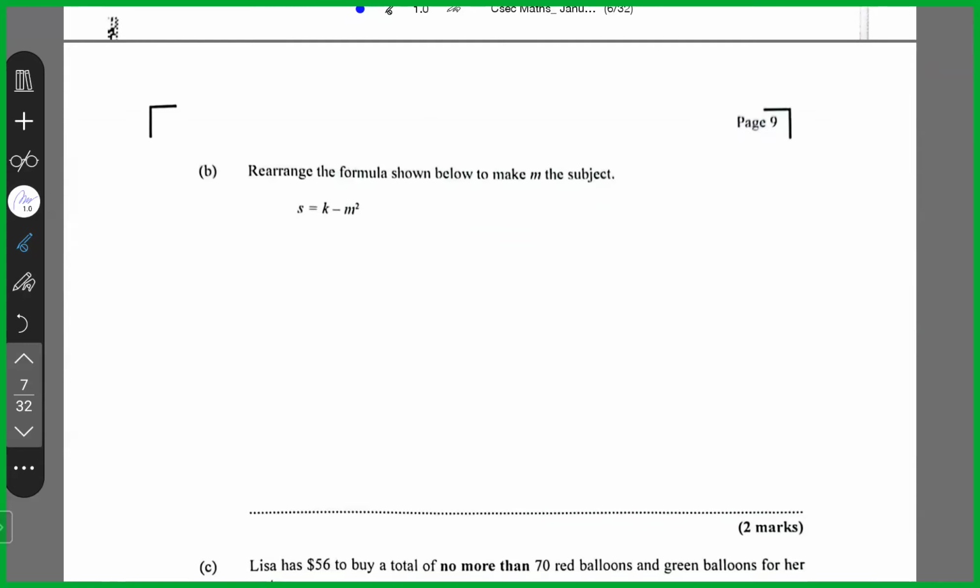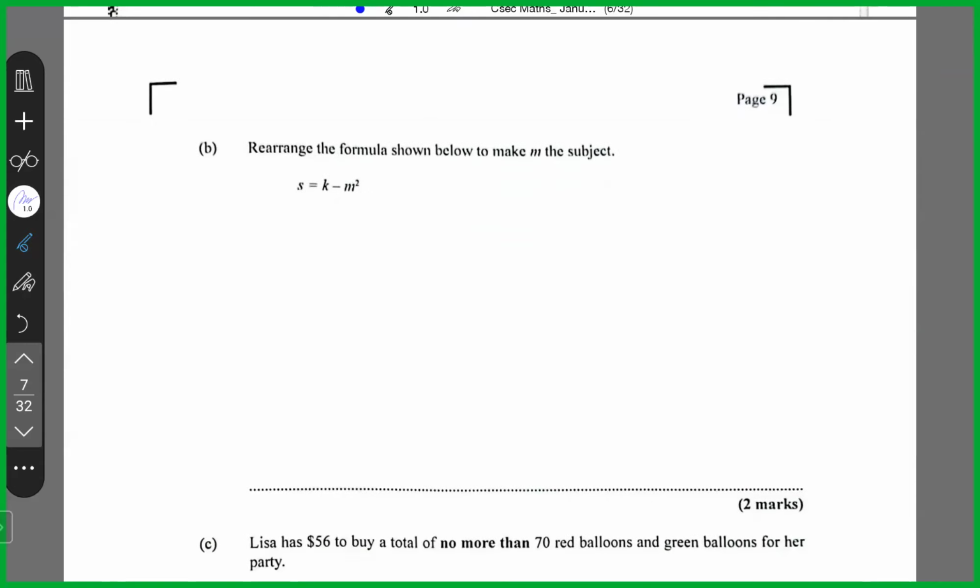Next, we have subject of formula. This is very popular, so it's good to review subject of formula. It says rearrange the formula shown below to make m the subject. So let's get m by itself on one side of the equation. Negative m squared on the right goes over to the left and becomes positive m squared is equal to k. Positive s on the left goes over to the right and becomes negative s.